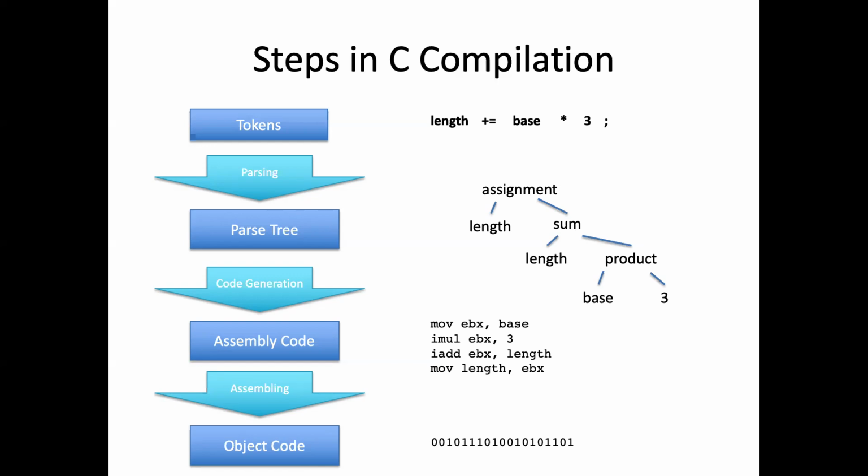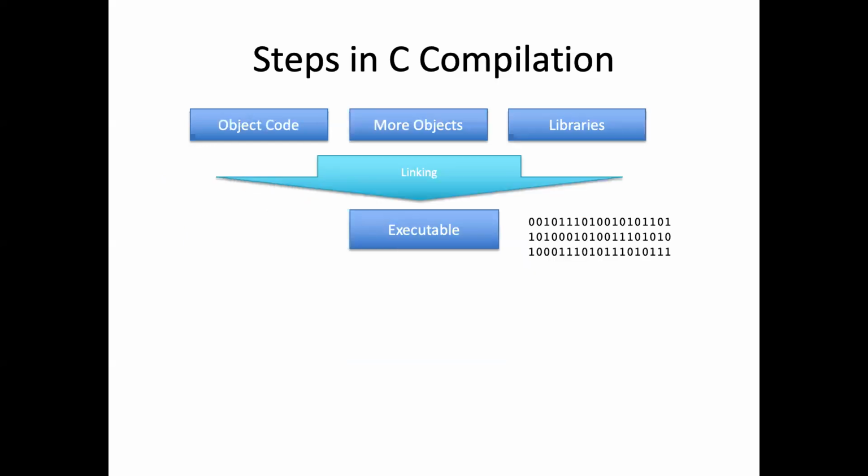Object code contains the machine instructions for each function. We already said to get a program that's ready to run, we have to glue together all the machine instructions for every function our program needs, so that if one function calls another, it has the code to execute that other function.